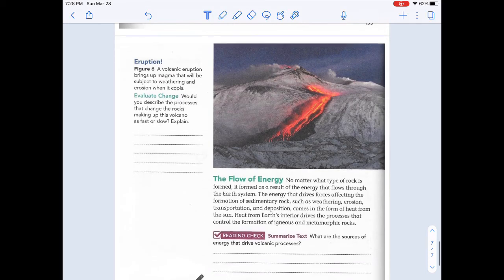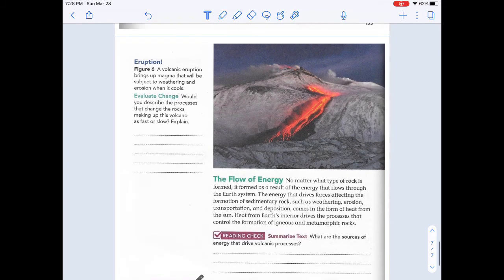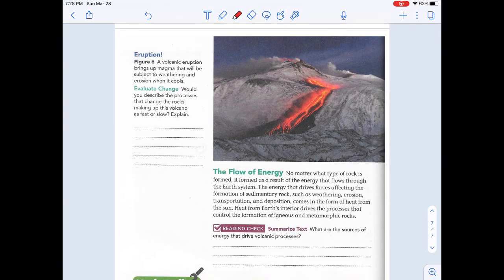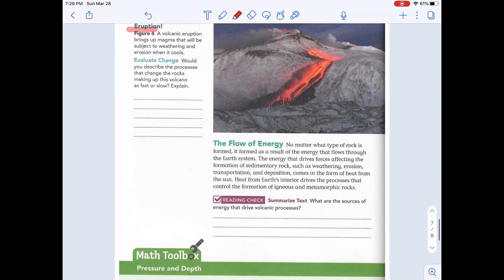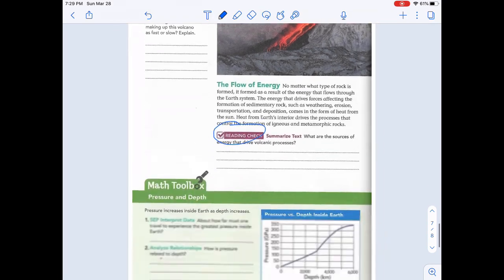On the last page, you're going to be reading about how energy is transferring as rocks are formed, and what is the process of how energy moves from the earth and through rocks to create and form a rock. And then the last thing I want you to work on is figure 6. It says, would you describe the processes that change the rocks making up this volcano as fast or slow? So if you look at this picture, and the lava and what it's doing, are the rocks going to be forming quickly or slowly? And then the last part is this reading check. So what are the sources of energy that drive volcanic processes?